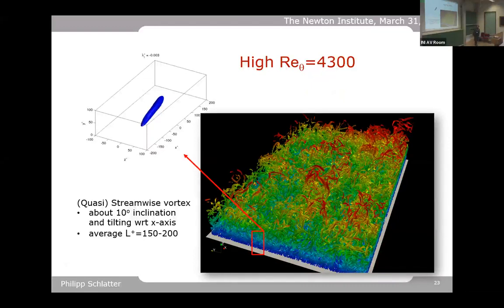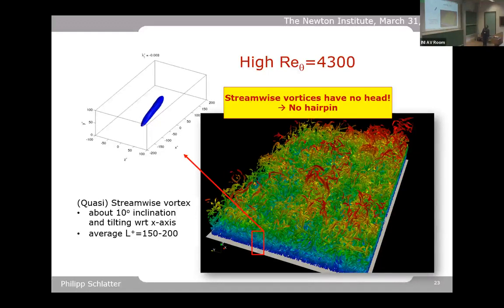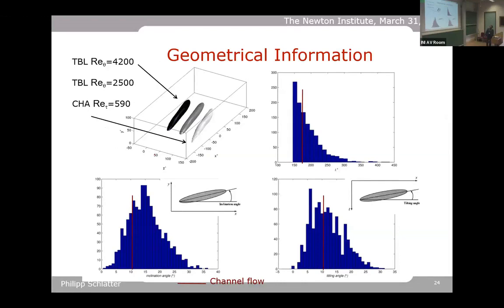There was nothing attached on the front, and this sausage, the quasi-streamwise vortex, is very similar to the original paper by Jeong in channel flow, and there was no significant change between channels and boundary layers. Perhaps also as one would expect. So there we could really not see anything, no appendage or anything on these vortices.